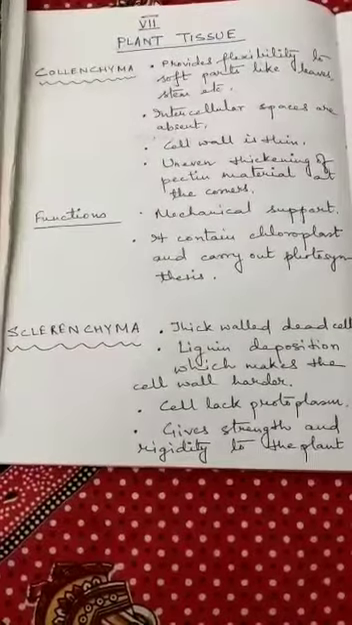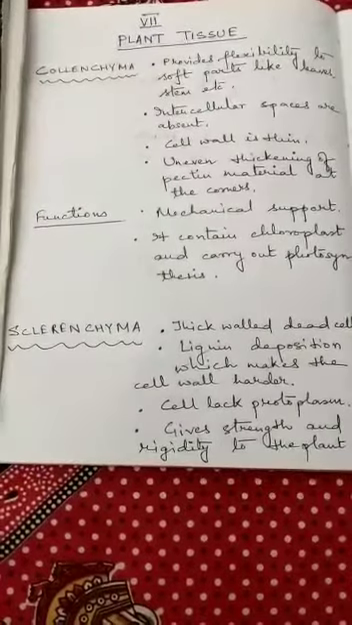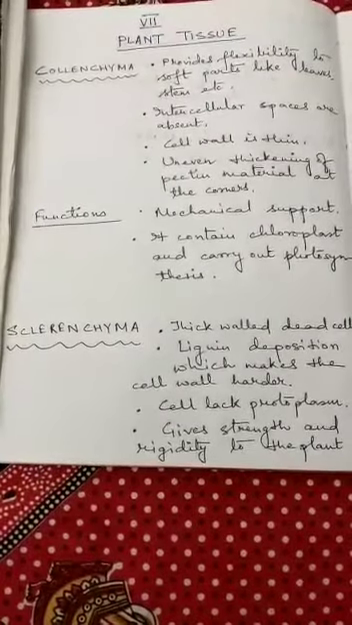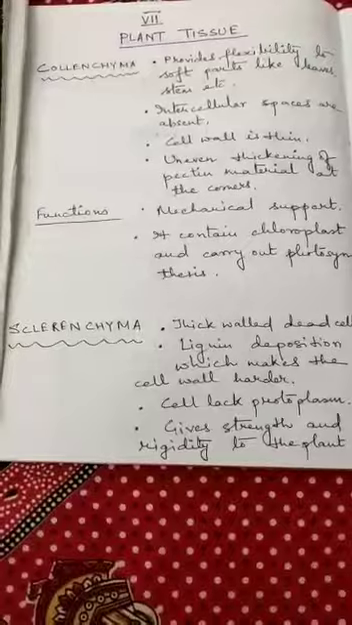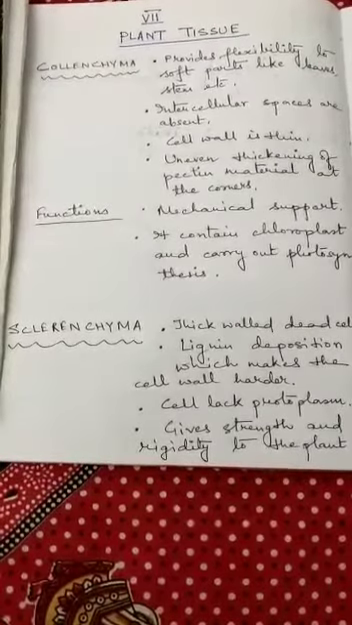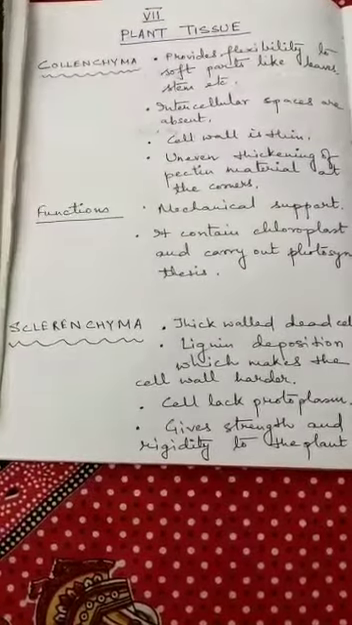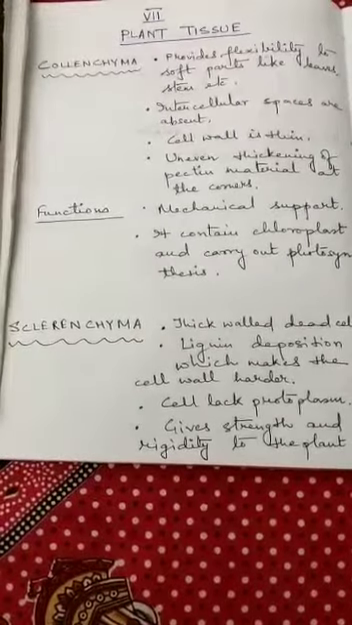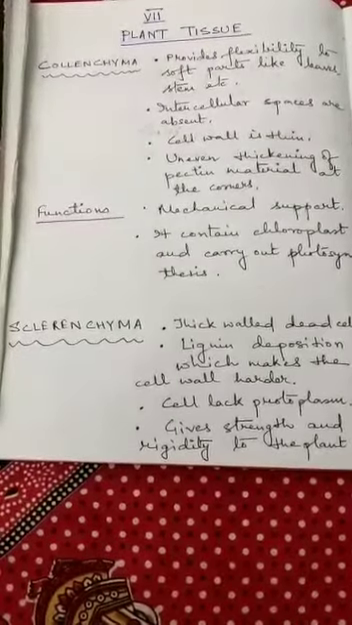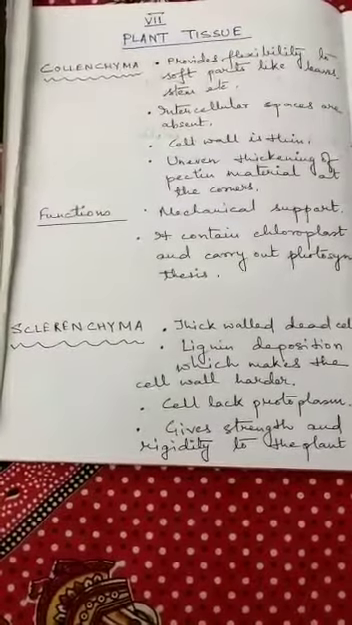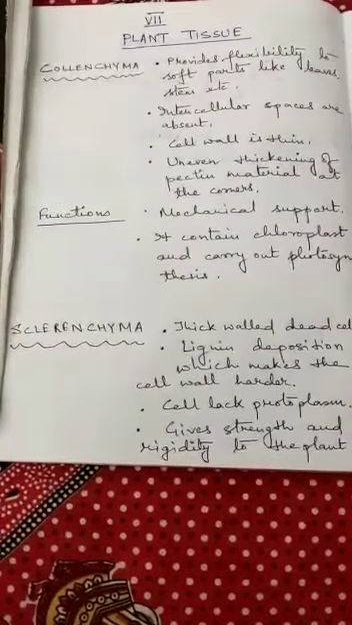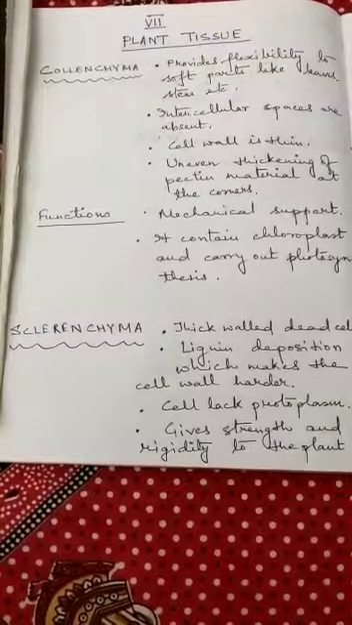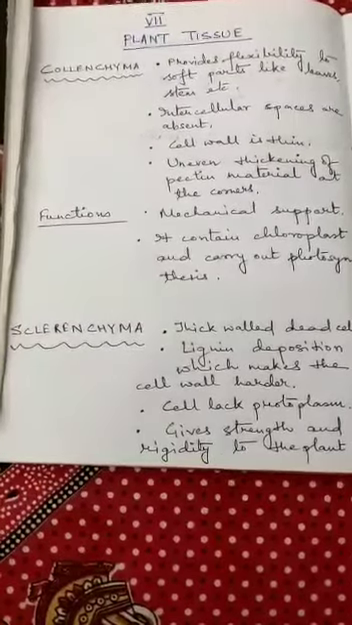Cell wall is thin and obviously made up of cellulose, and it has a very special characteristic, that is uneven thickening of pectin material at the corners. Now this pectin is an organic compound which helps its functioning for mechanical support.